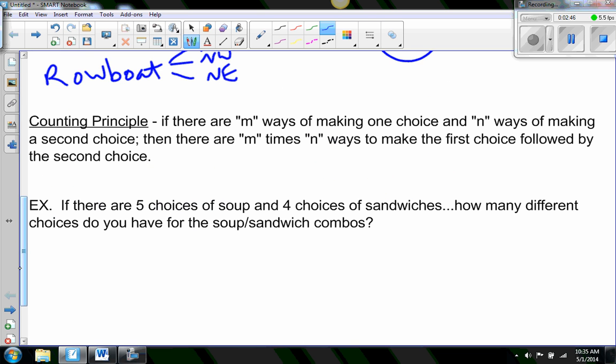So if there are 5 choices of soup and 4 choices of sandwiches, how many different choices do you have? If I have 5 choices of soup and 4 choices of sandwiches, the answer is 20. 20 different choices. Or you could draw it out too.